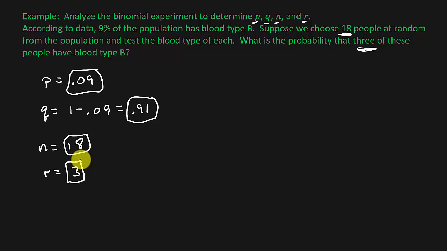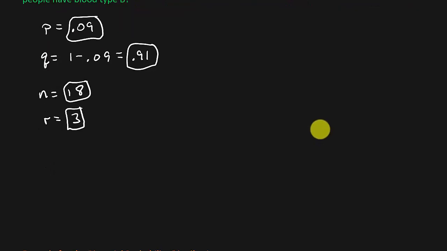And that right there is the most important part, being able to identify P, Q, N, and R. Okay, and once you get those, then you just pop everything into the formula, and you can calculate the probability, which is actually what we're going to do here in just a second. We're going to get the formula.